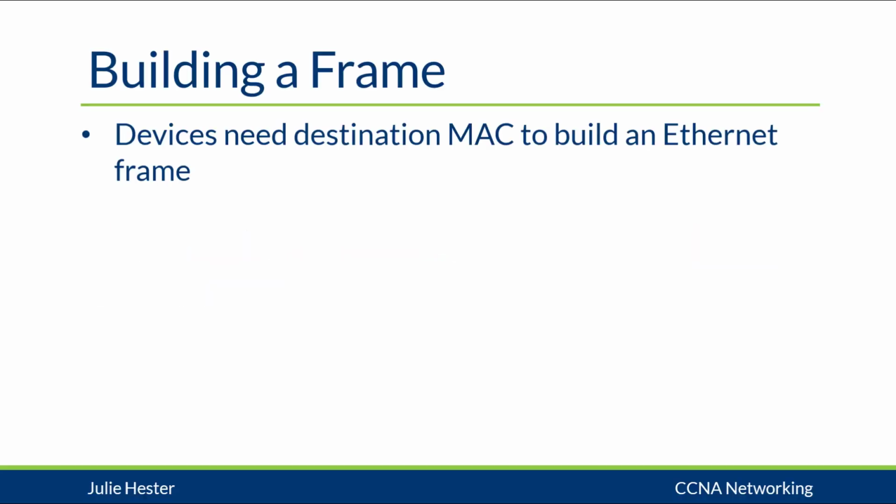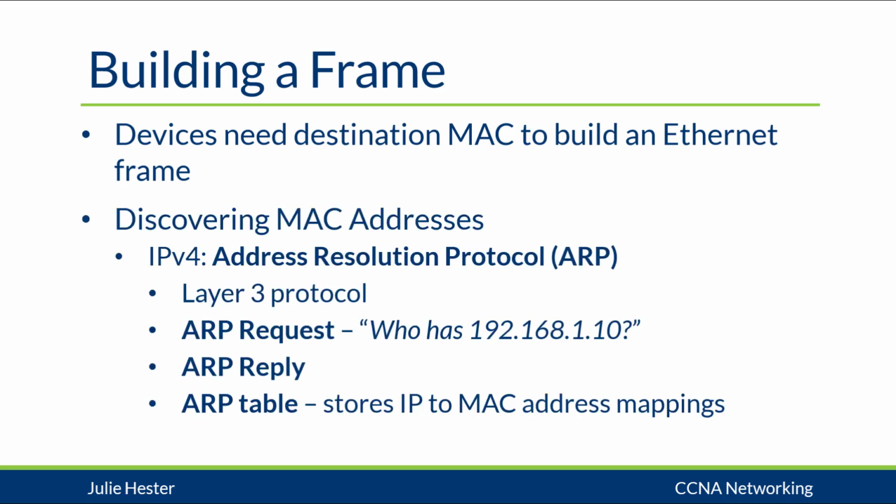When devices build an Ethernet frame, they need the destination MAC address. But how do they get it? Devices discover the MAC address of their neighbors through two different methods. In IPv4, they use Address Resolution Protocol, or ARP. This is a Layer 3 protocol. It may seem like a Layer 2 protocol since we are focusing on MAC addresses, but we need to use the Layer 3 IP address to get it.